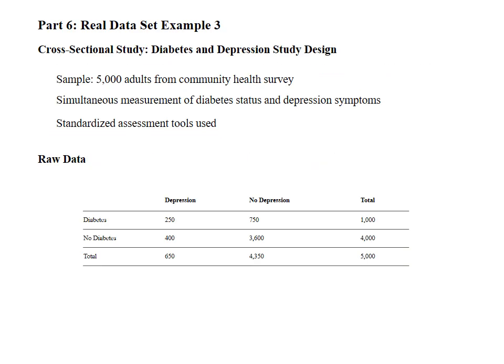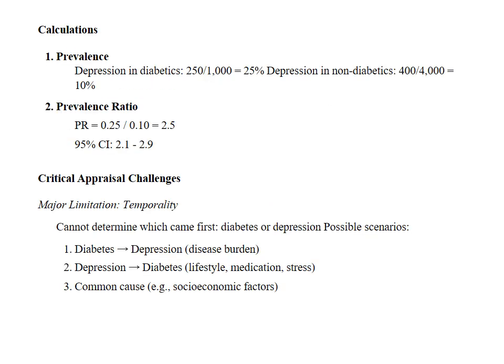Now example number 3, cross-sectional study, diabetes and depression. Study design: the sample is 5,000 adults from a community health survey, with simultaneous measurement of diabetes status and depression symptoms, and standardized assessment tools used. These are the raw data of depression and non-depression with diabetes and non-diabetes.